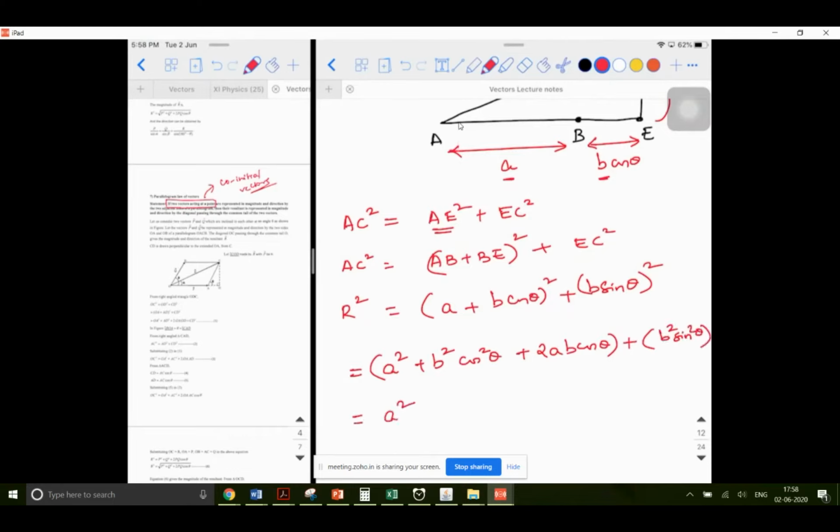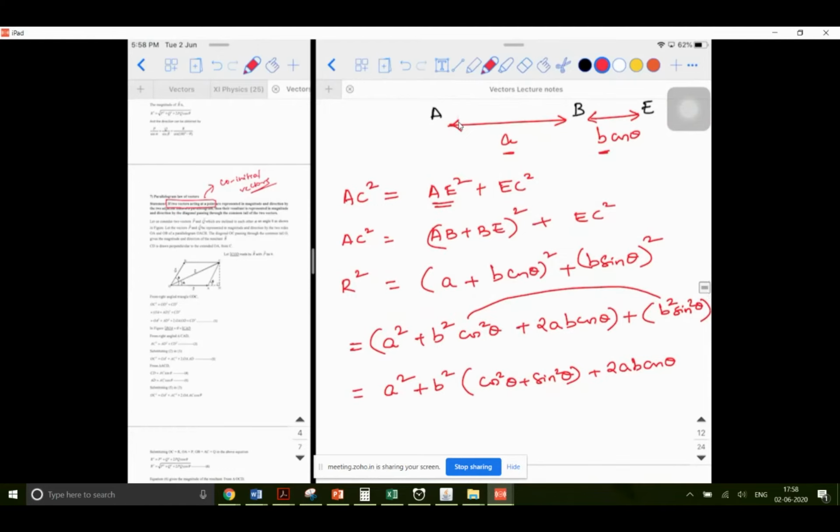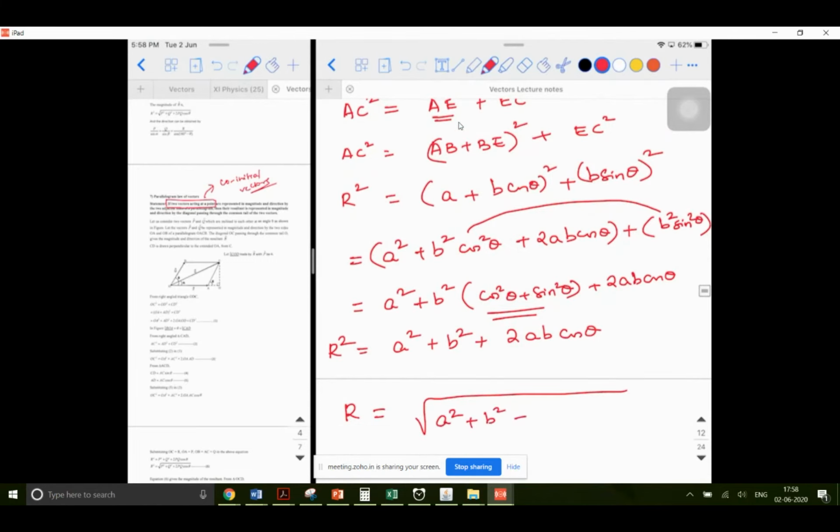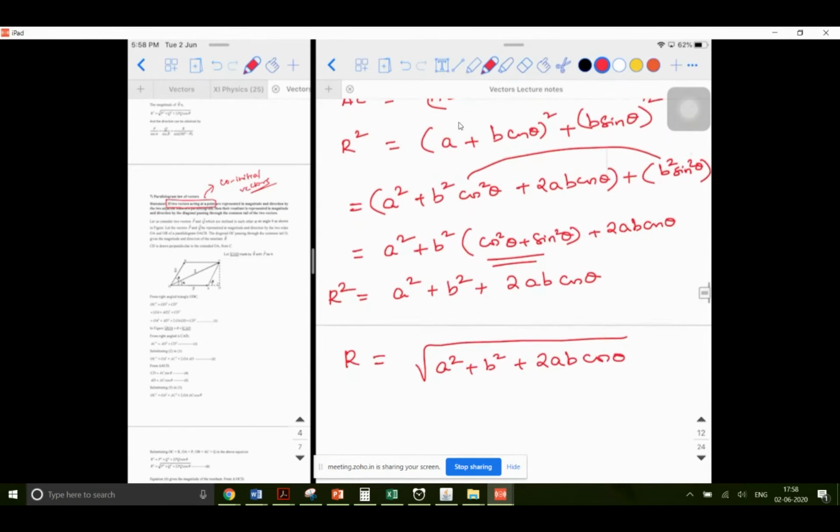Now what I'll do is I'll combine B square cos square theta plus B square sin square theta. If I take out B square, it will be cos square theta plus sin square theta, plus 2AB cos theta. I hope it is clear till this step. Now what is going to be the value? A square plus B square into cos square theta plus sin square theta is what? 1. So A square plus B square plus 2AB cos theta. So this is nothing but the value of the resultant, R square. So what will be the value of R? R will be square root of A square plus B square plus 2AB cos theta, where A and B are co-initial vectors.